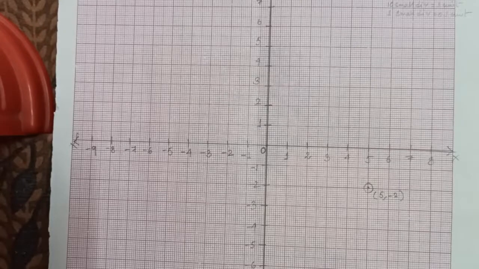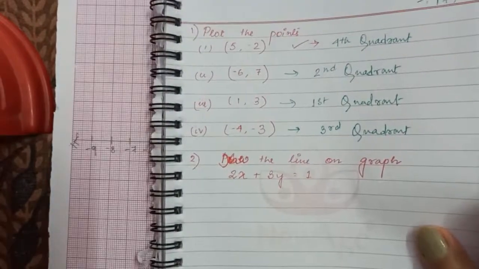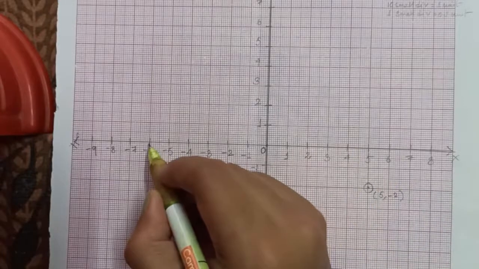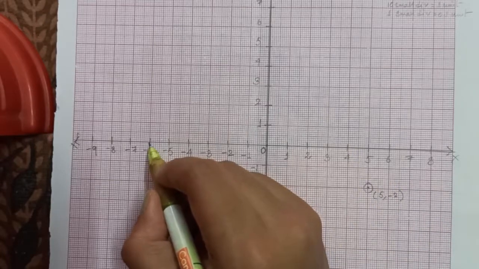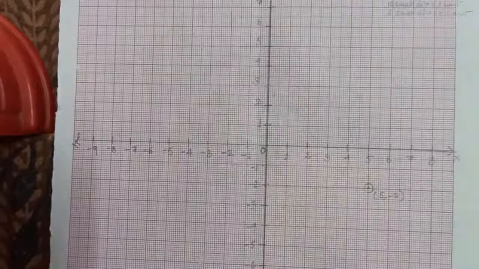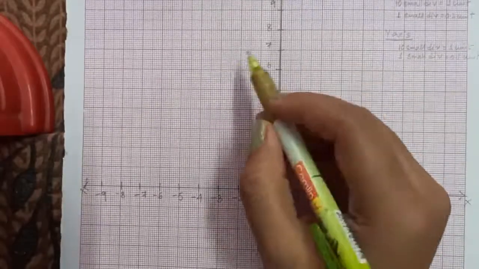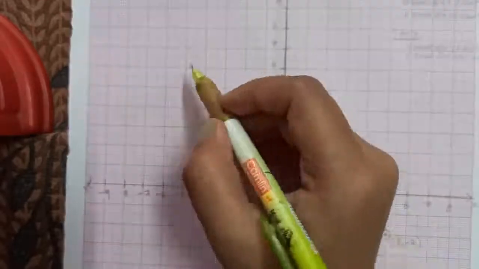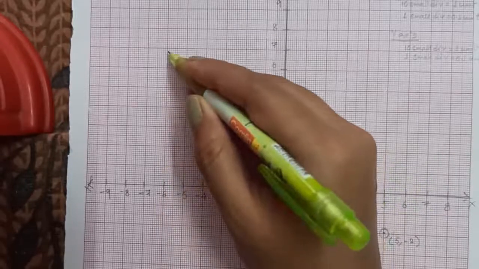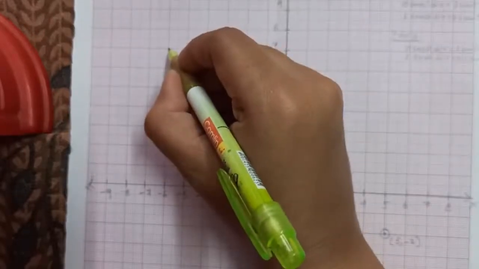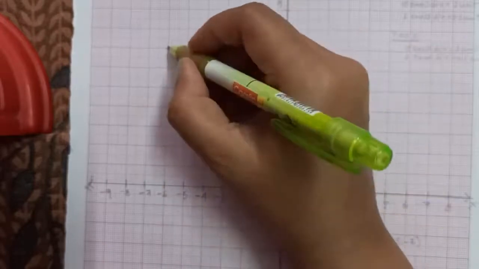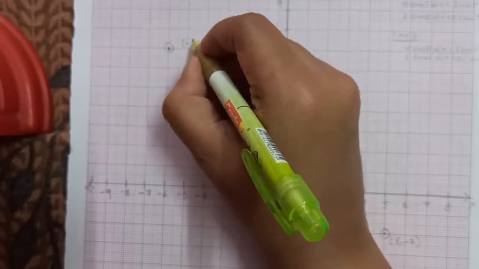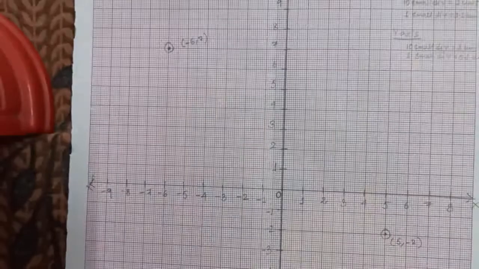Second is what? Second question was minus 6, 7. Okay. Minus 6 means x is negative. So minus 6 and 7. So where is 7? This whole line is representing 7, correct? And this whole line is representing minus 6. So where both the lines coincide, there I'll mark one dot and circle it. And I'll write minus 6, 7. Okay.